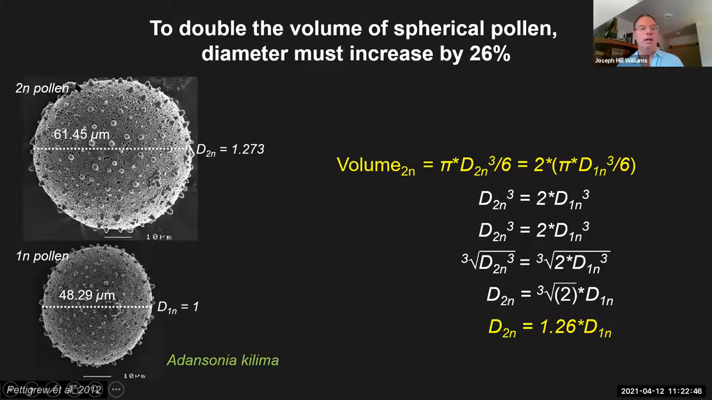So again, if your volume doubles, your diameter doesn't double. The diameter actually increases by a factor of 1.26. You can do the math. I'm not going to go through it, but here's an actual measurement. You can see there's a 1.27-fold increase in this particular example.